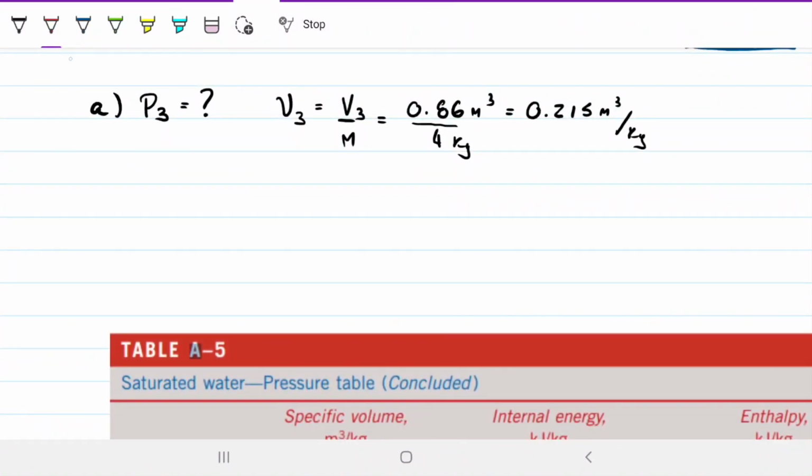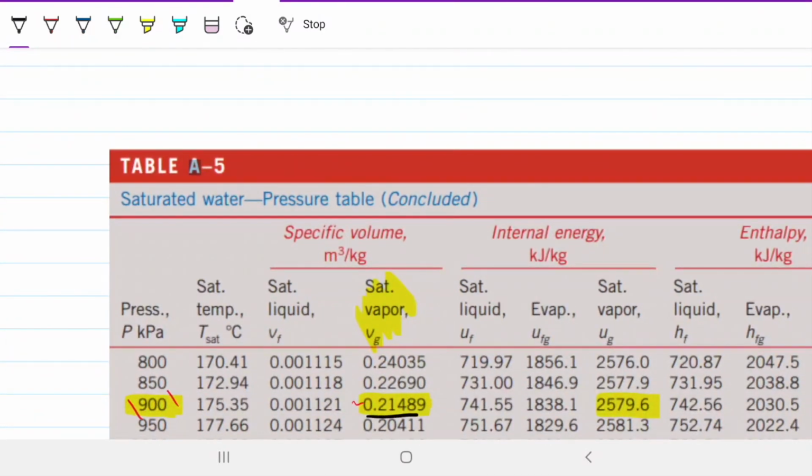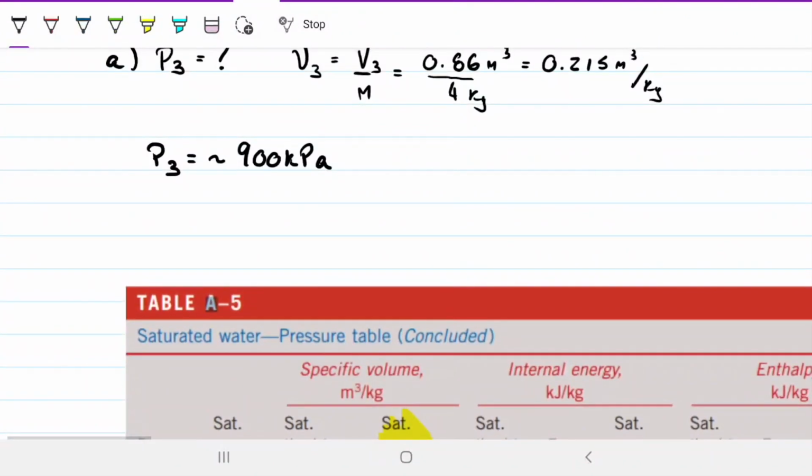So very straightforward. What is the final pressure? Final pressure is 900 kilopascals. Approximately, right? Let's do approximately, because the actual specific volume is 2.1489, but 900 is close enough. So that's our answer for part 1.